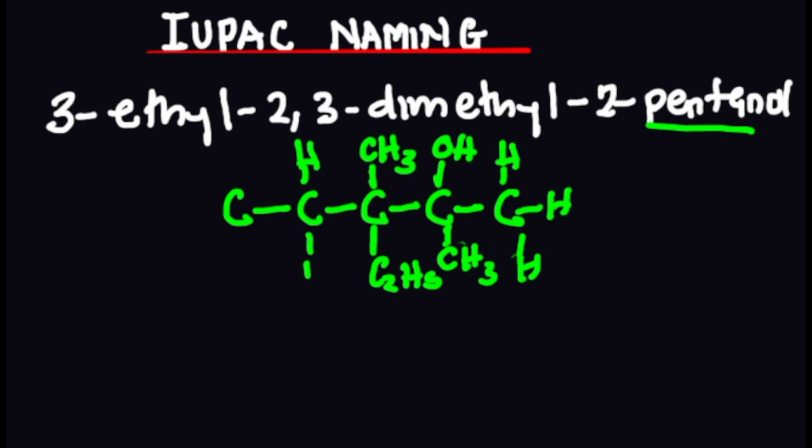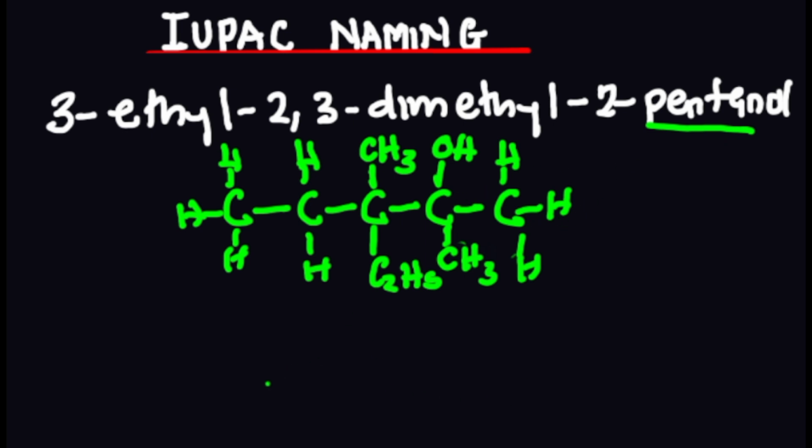So this is basically 3-ethyl, then 2,3-dimethyl. On position 2, we're having a methyl, and on position 3, we are having another methyl group. That's dimethyl. Then 2-pentanol. So that's basically the name.